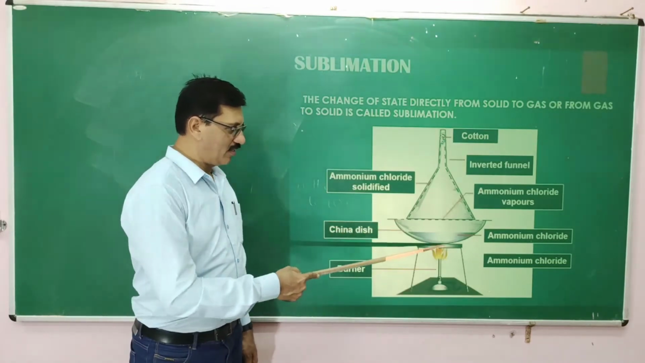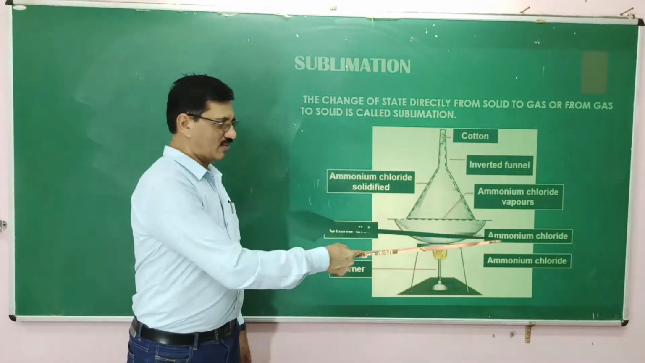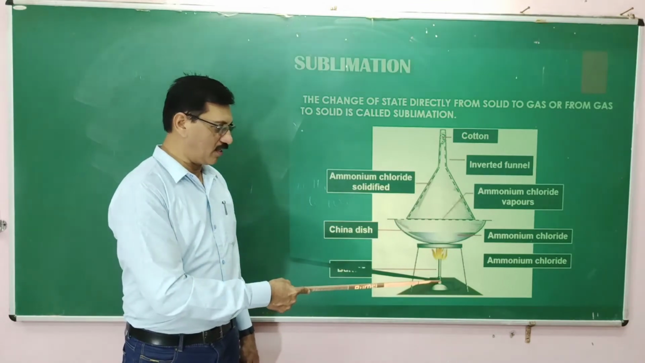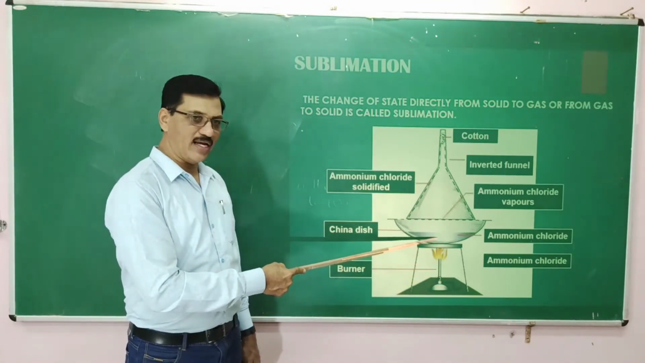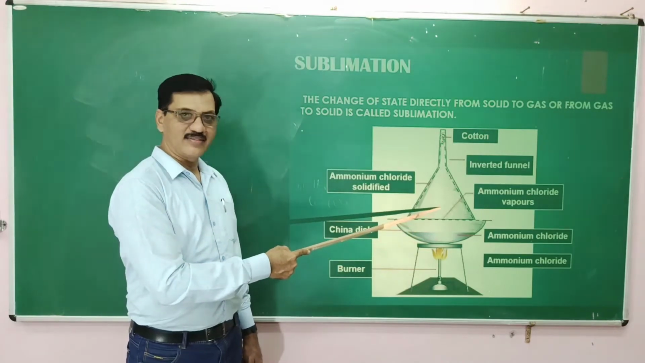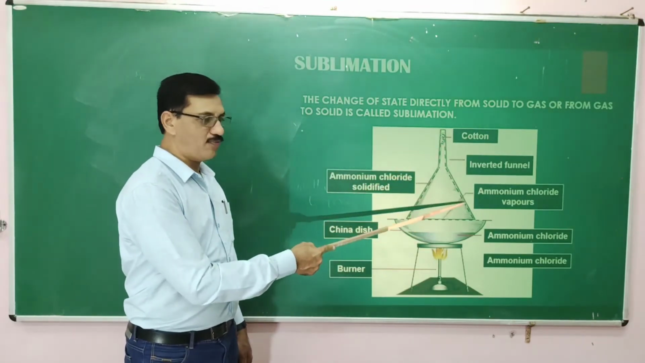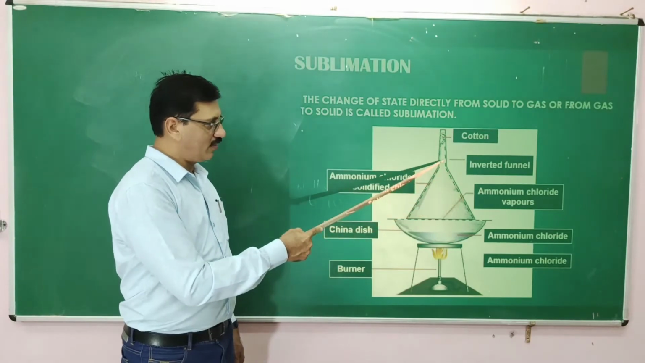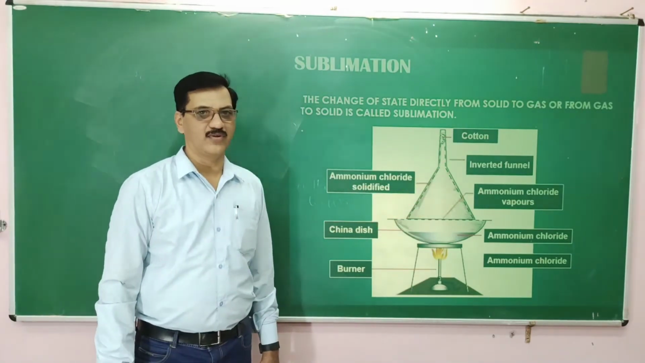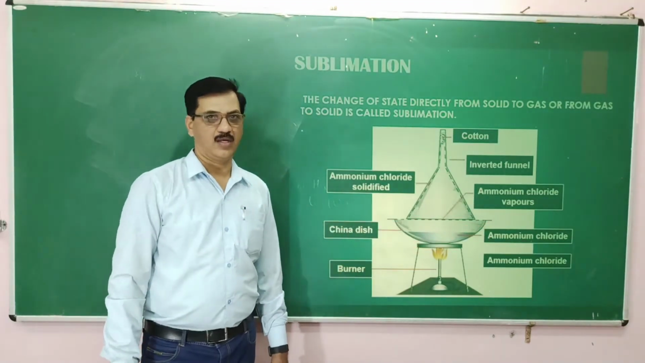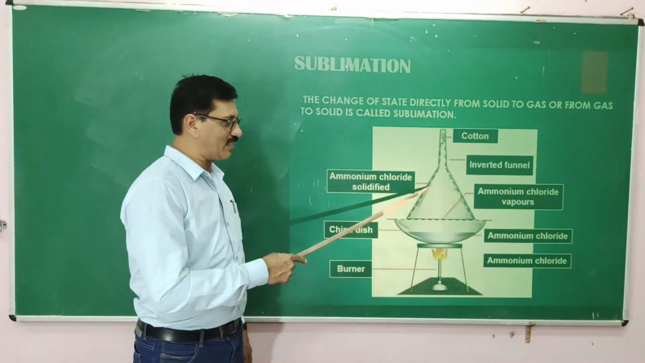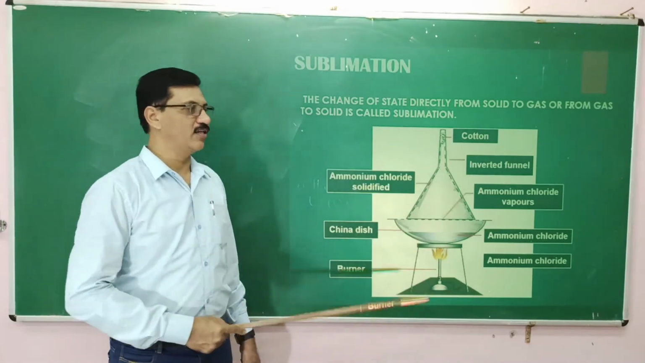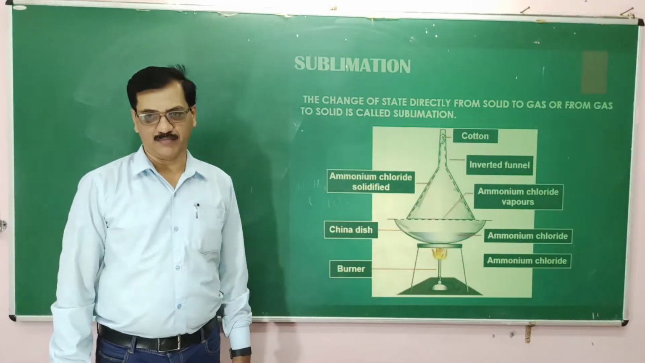In this arrangement, take a sublimable substance. Ammonium chloride is a sublimable substance which can be taken here. Use a tripod stand and a Bunsen burner to heat it, converting the solid into gas directly. When it is converted into gas, that should be condensed. Therefore, there is an inverted funnel with cotton plugged here. On the cool walls of this, there will be a deposit of ammonium chloride. So we find that the solid is converted into gas and the gas is converted into solid. These are the two steps of sublimation, so this process is called sublimation.